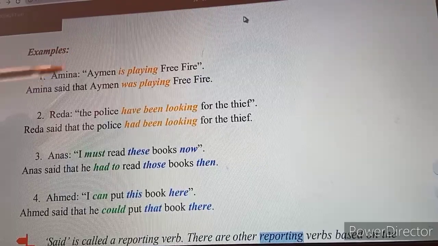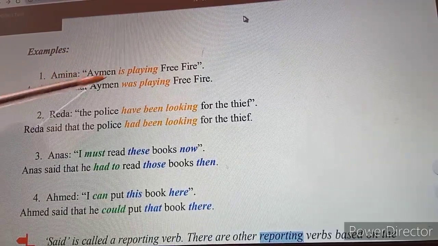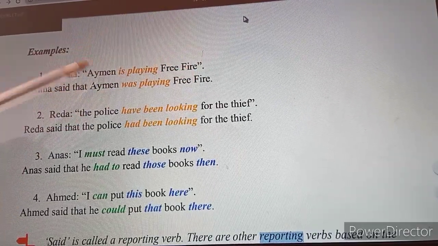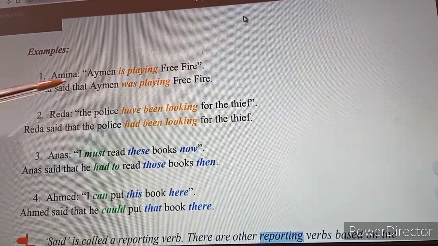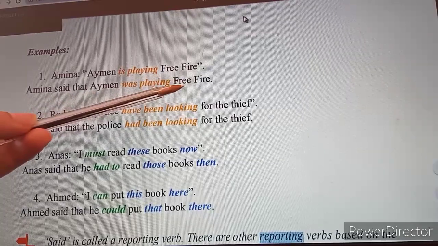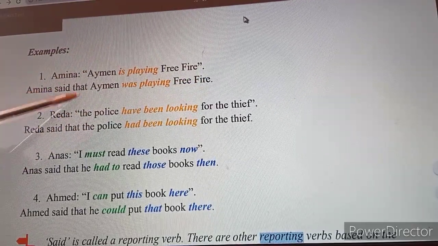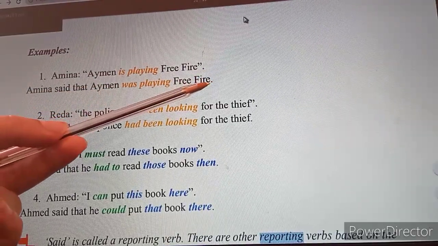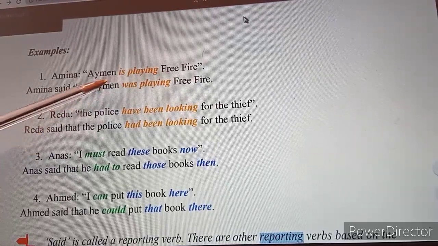So look here at this example. Amina says, "Ayman is playing Free Fire." This is a game. So Ayman is playing Free Fire. Amina said that Ayman was playing Free Fire. Clear? Amina said that Ayman was playing Free Fire. Here the sentence is in the present continuous.